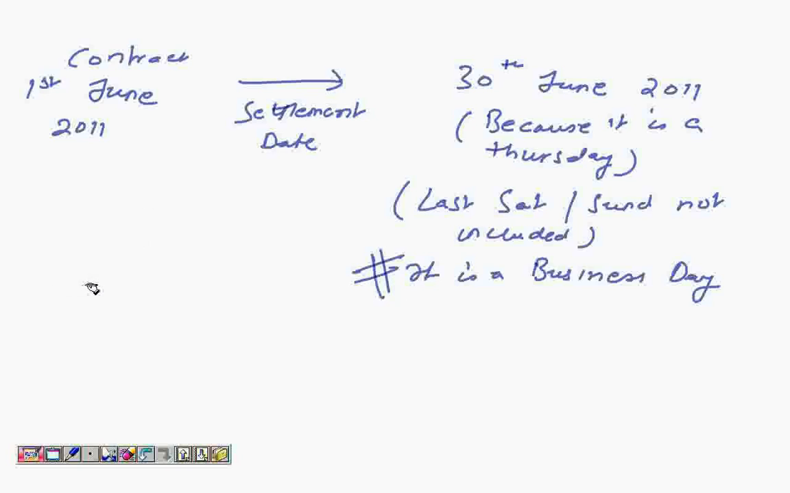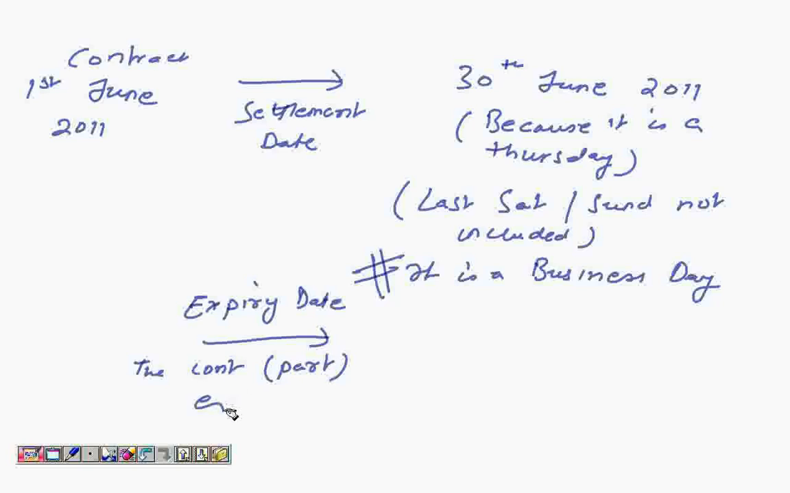So when you're talking about this contract, which you've taken on 1st of June, a June month contract, your settlement date would be 30th June, which would be a business day, the last settlement day. And your expiry date. Now, what do you mean by an expiry date? It means that you cannot trade in that particular contract. It would be 2 days prior to the settlement date. The contract expires on that day, which means you cannot trade in it.